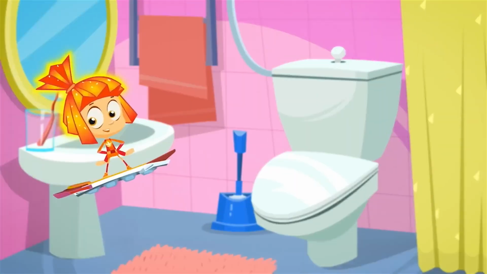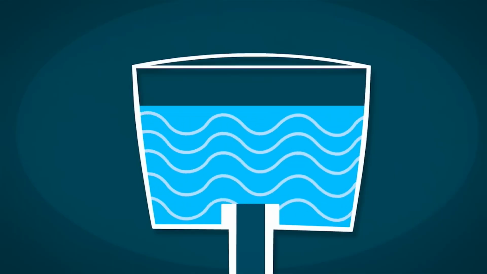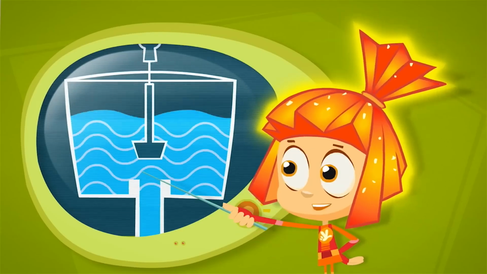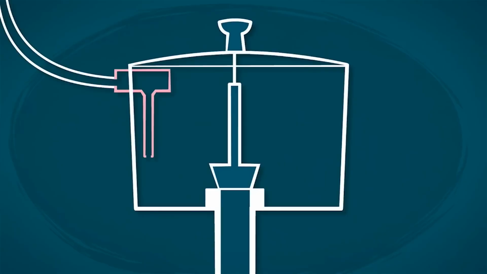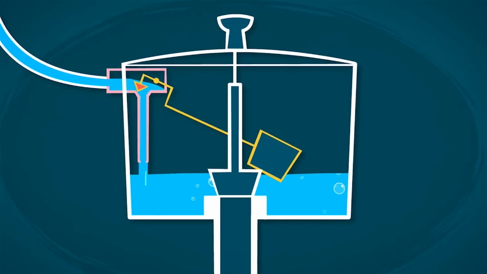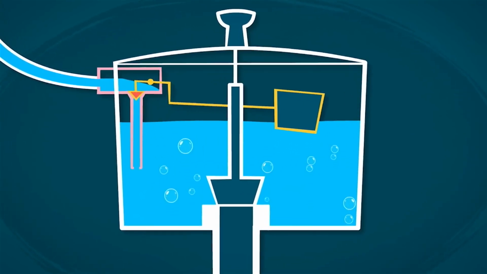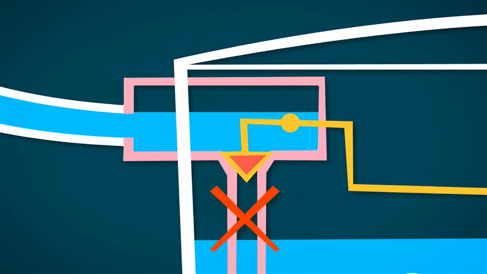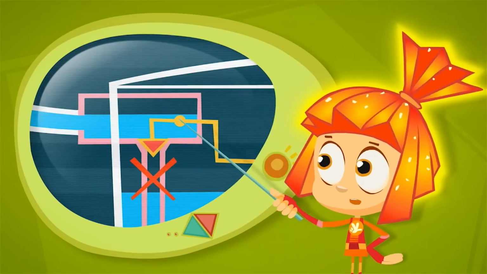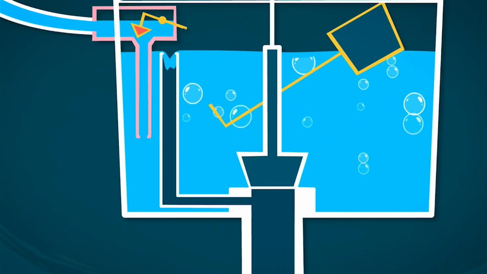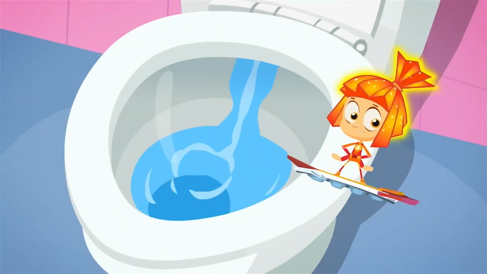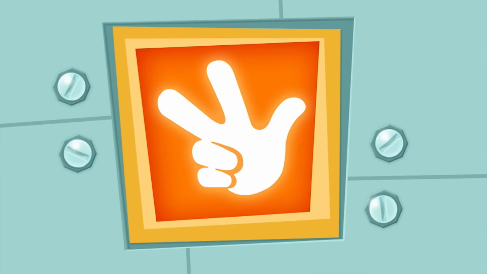Almost all toilets have tanks that are used for storing water. This water is flushed into the bowl when needed. Water flows into the tank through a water valve that has a float attached to it. As the water level in the tank rises, so does the float. And when there's enough water in the tank, the float closes off the valve and the water stops. But if the float happens to break, the water will keep running through the overflow tube into the bowl.